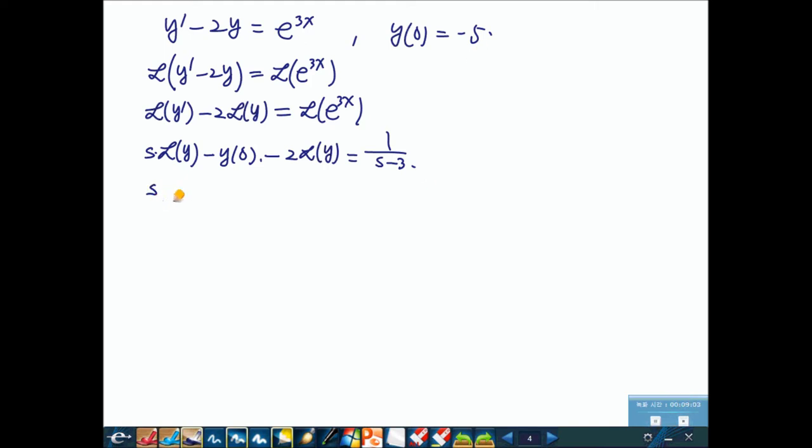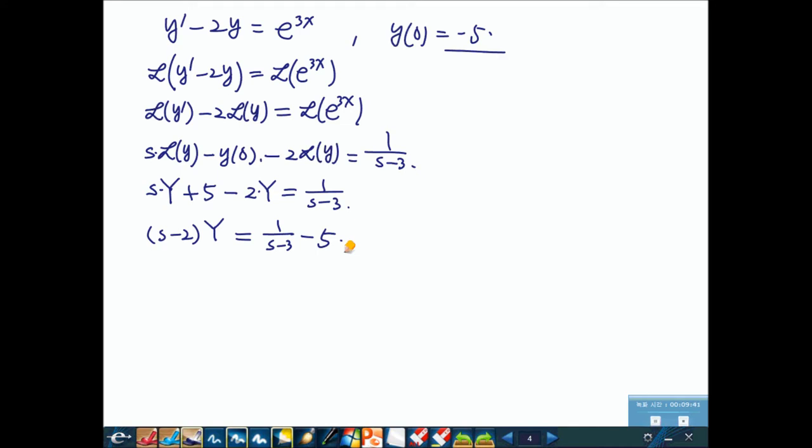We can write this with big Y, the function in the s domain, for easier notation. So s times big Y plus 5, because y of 0 is minus 5, so it's a plus. Minus 2 times big Y equals 1 over s minus 3. So you factor this out: s minus 2 times big Y, and minus 5 moves over, equals 1 over s minus 3 plus, minus 5.